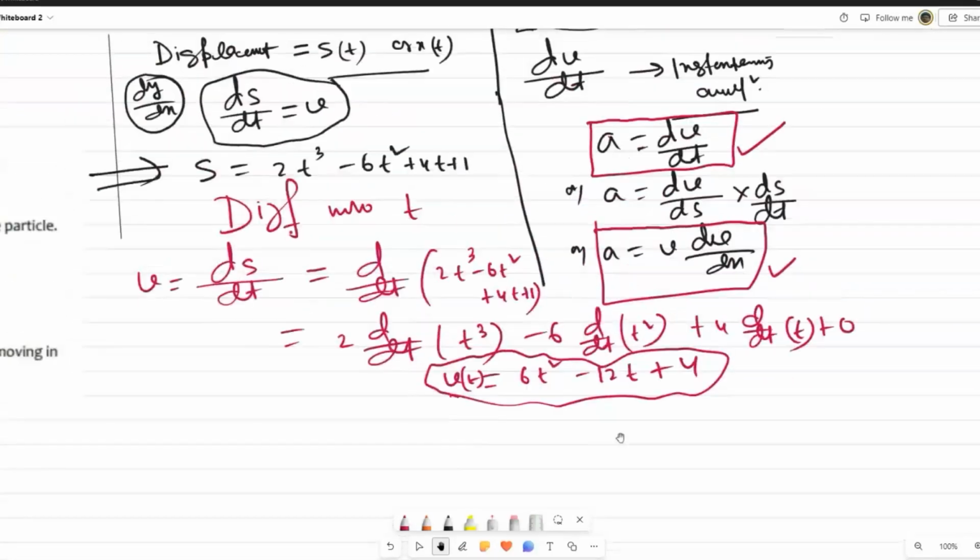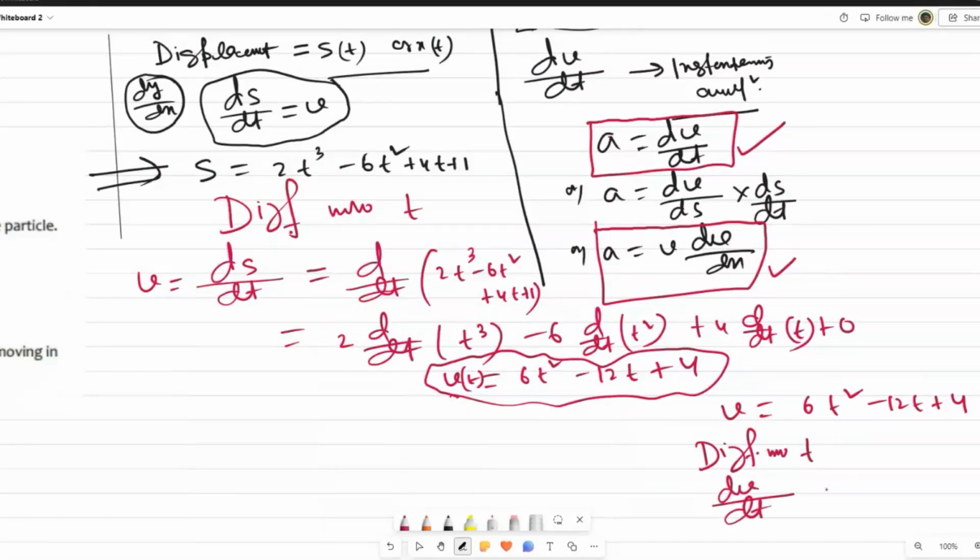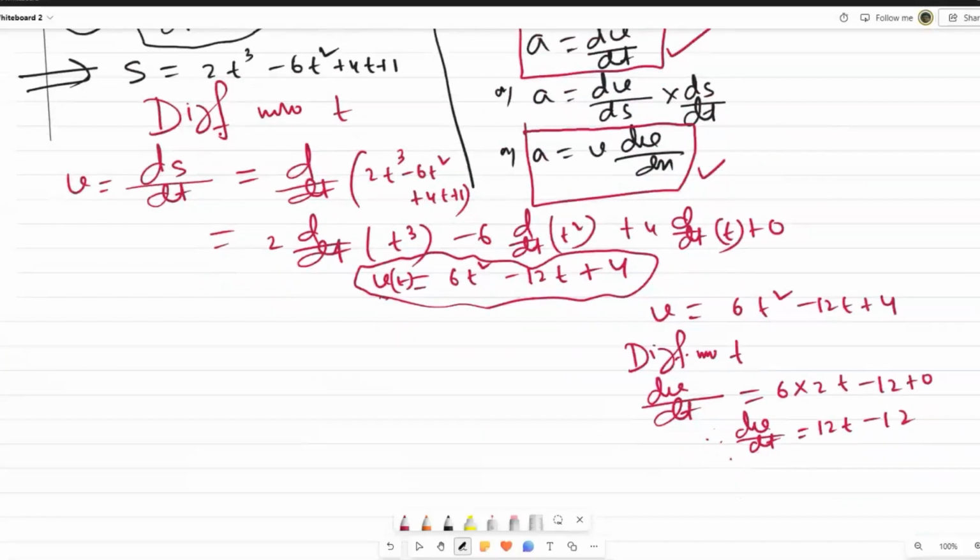Acceleration function, how will I get it? If I got velocity, then acceleration is dv by dt. So you differentiate this function. We have v equal to 6t square minus 12t plus 4, so differentiating, it will be the derivative of this: 6 into 2t minus 12 plus 0. So dv by dt equal to 12t minus 12. Here, acceleration is a function of time t.